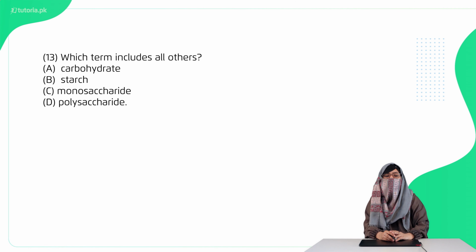Question 13 है which term include all other? Option A carbohydrate, option B starch, option C monosaccharide, option D polysaccharide. तो right option है option D polysaccharide.